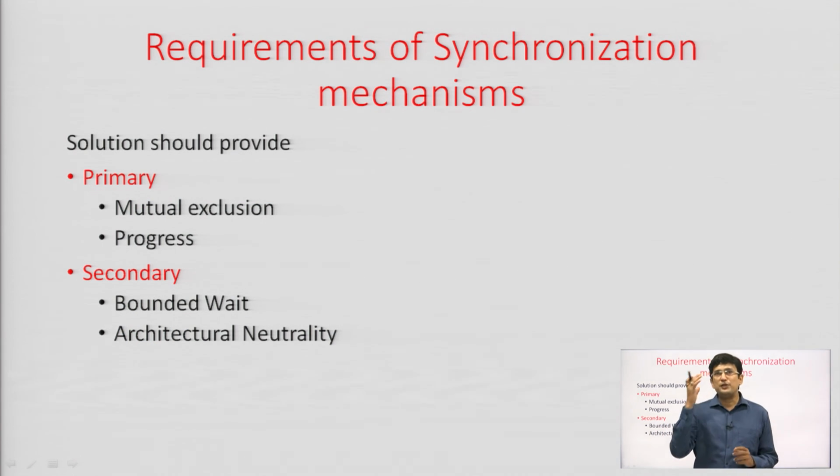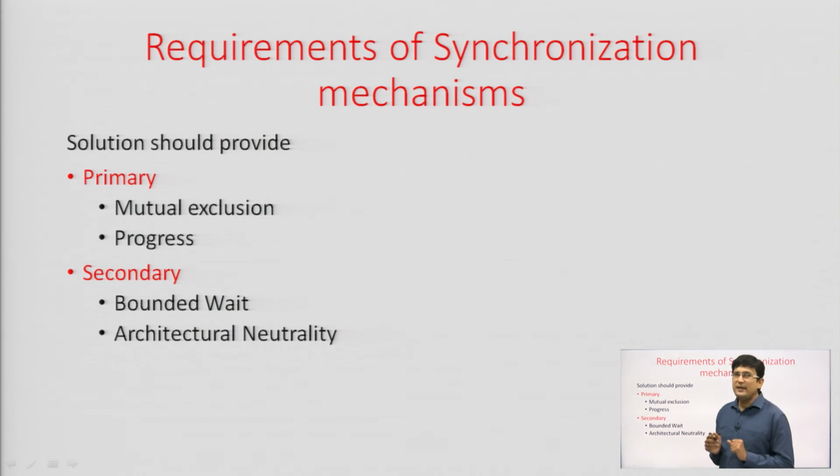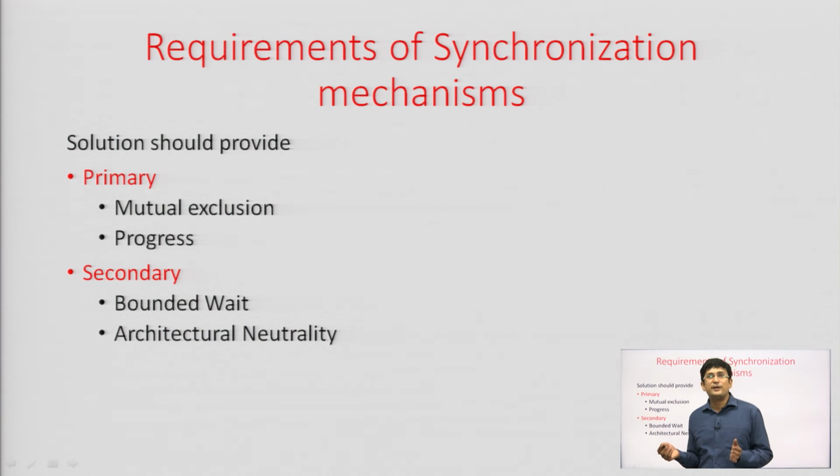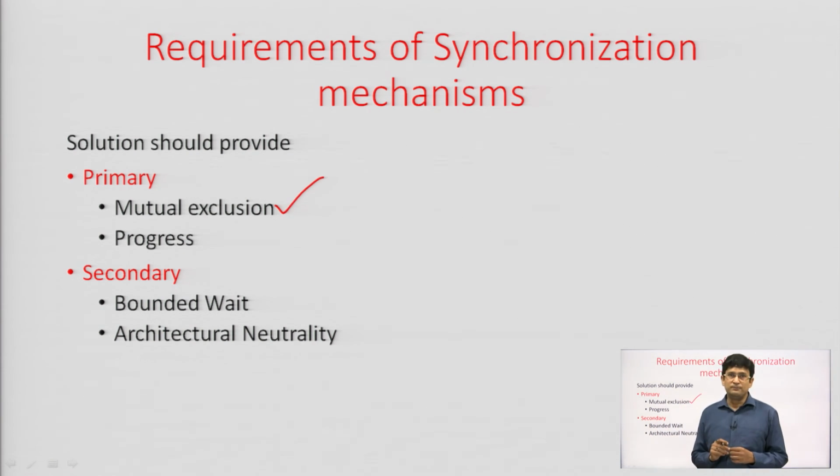Whenever we design any solution to the critical section problem, those solutions should satisfy 4 conditions. Out of these 4 conditions, 2 are primary and the other 2 are secondary. It means the first 2 must be satisfied, but the next 2 should be satisfied, okay. So, the primary is mutual exclusion. Obviously, when we are going to allow only one process in the critical section, the solution should ensure mutual exclusion. Mutual exclusion means only one process can be in the critical section at a time, not more than one process can enter the critical section at the same time.